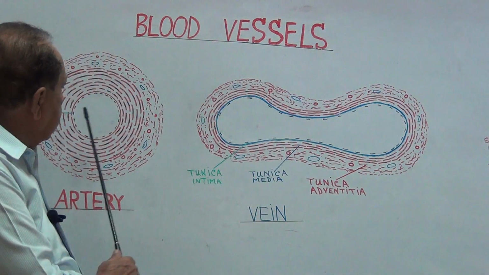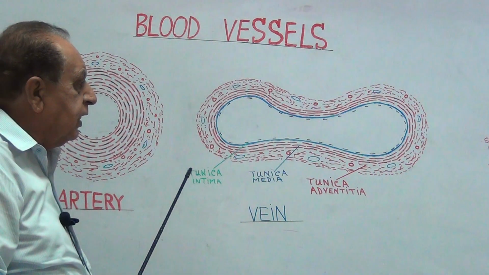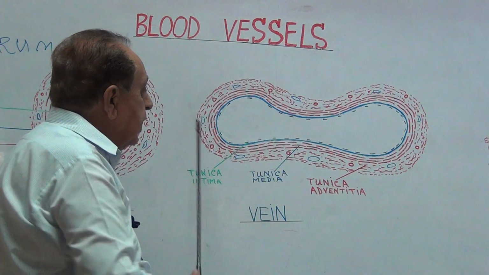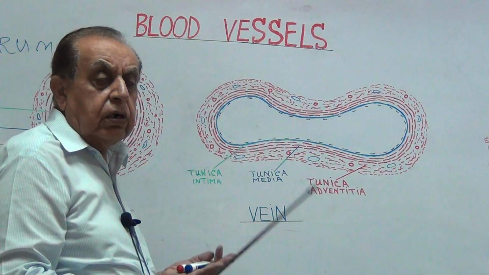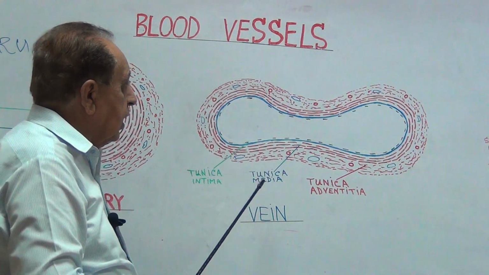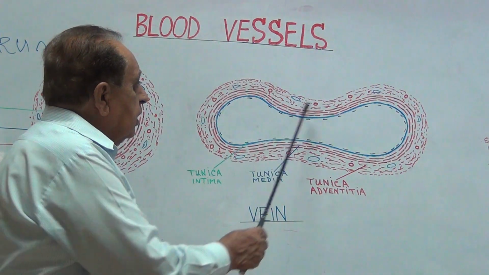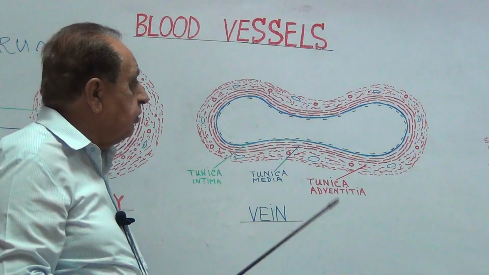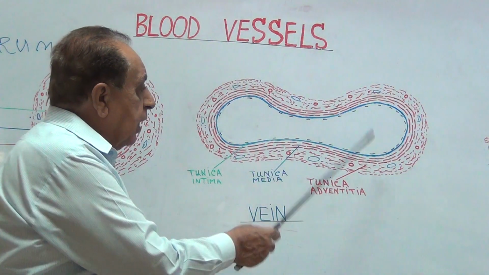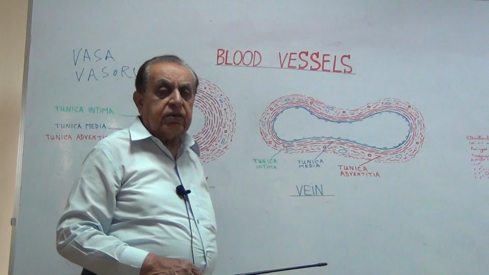So the lumen of the artery is rounded due to the thick muscular walls of the tunica media, and that of the vein is collapsed due to the thin layer of the tunica media. It contains only 2 to 3 layers of the muscular layer, or tunica media. Then the outer one, the tunica adventitia, also contains loose connective tissue, and it has these blood vessels called the vasa vasorum. They also supply the veins. So that is about the blood vessels, artery and vein.